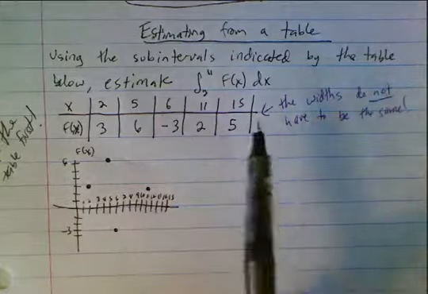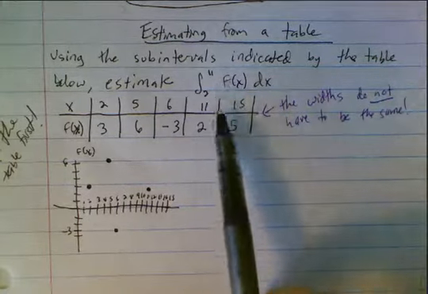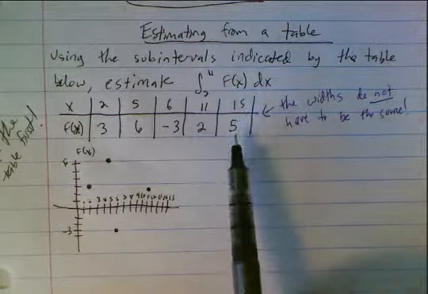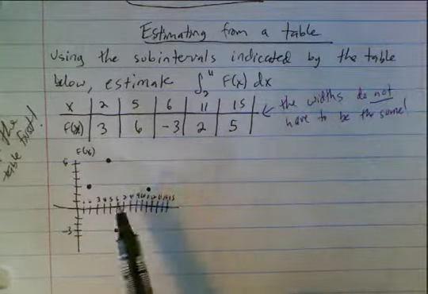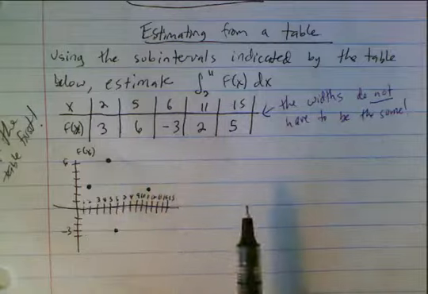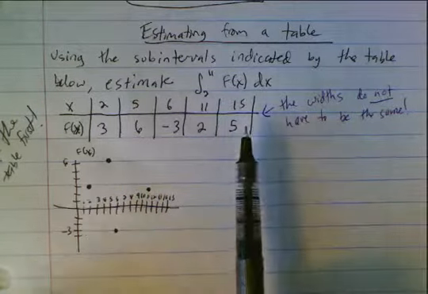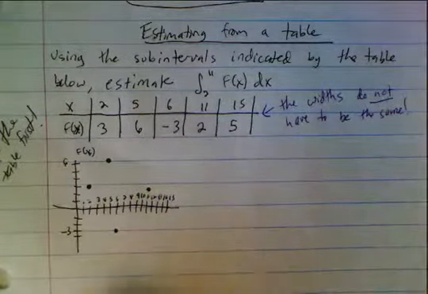And notice right here, we are going from 2 to 11. We have extra information right here that we don't need. It's going to be very tempting to just draw everything that you're told and then go all the way to the end. But this is the thing to watch out for.